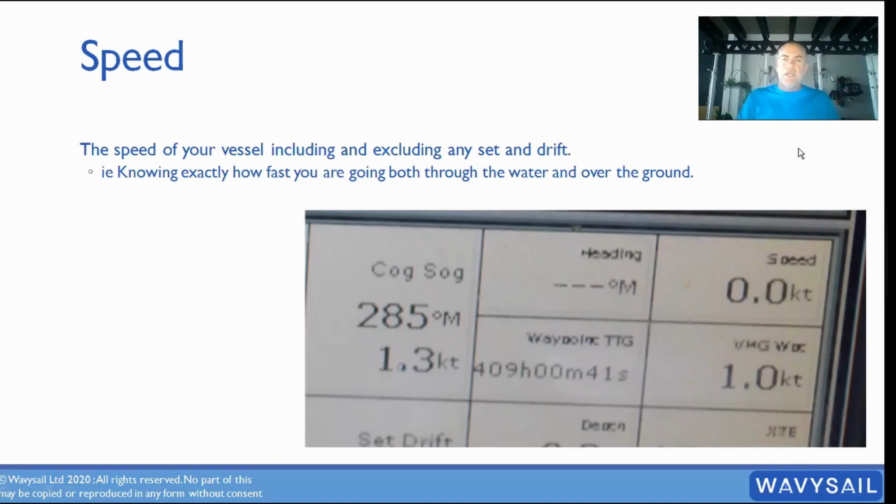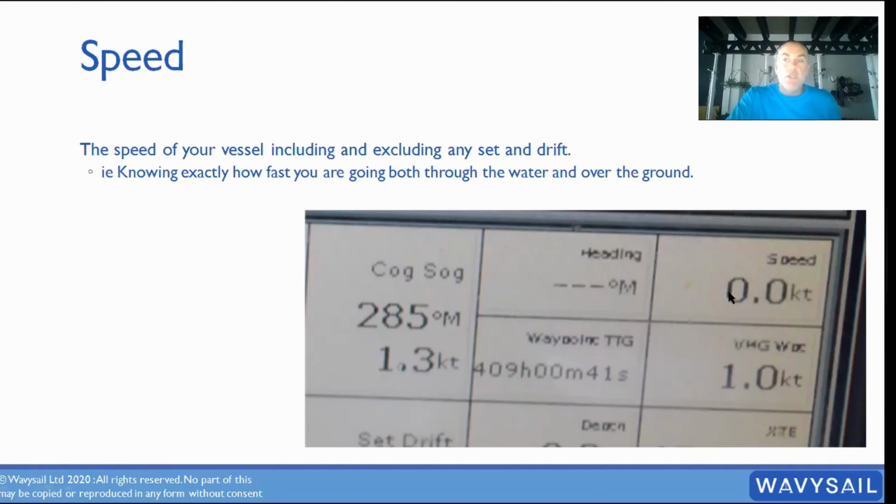So a way of thinking about it, you can be standing on a treadmill and your speed is what you're actually sprinting at. So you're running at 2 miles an hour. But your speed over ground is 0 because the ground's moving with you. So that's the difference between speed and speed over the ground.